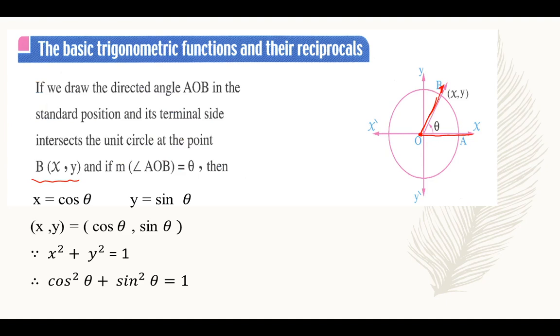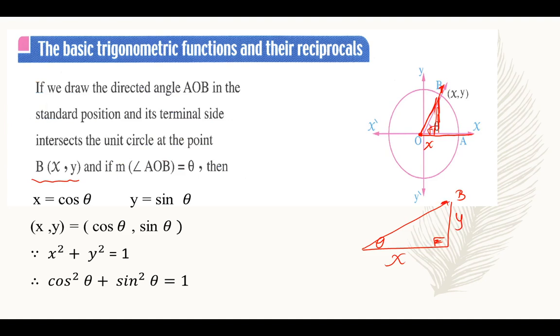Here, if we draw the right angle triangle, we have a right angle triangle like this. This is B, this is the right angle, 90 degrees, and this is the directed angle theta. So this distance from the origin point to here will be x, and this will be y.